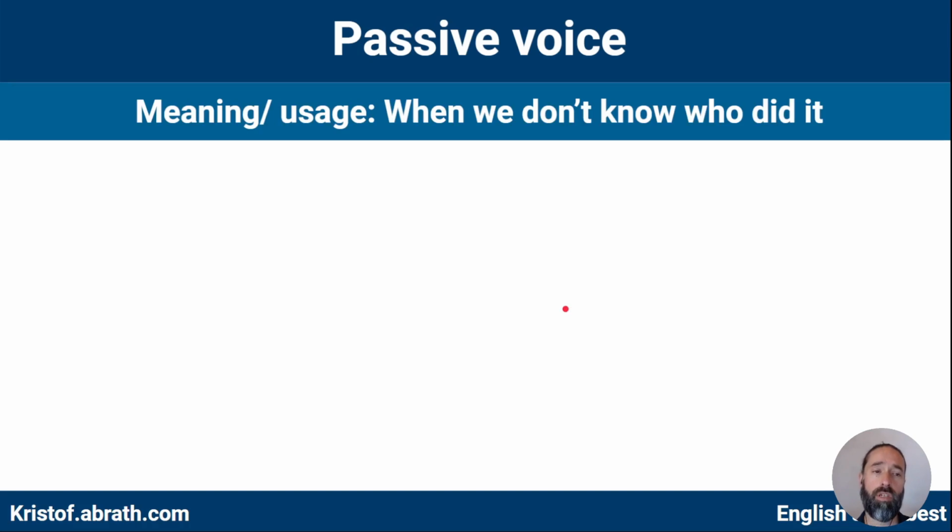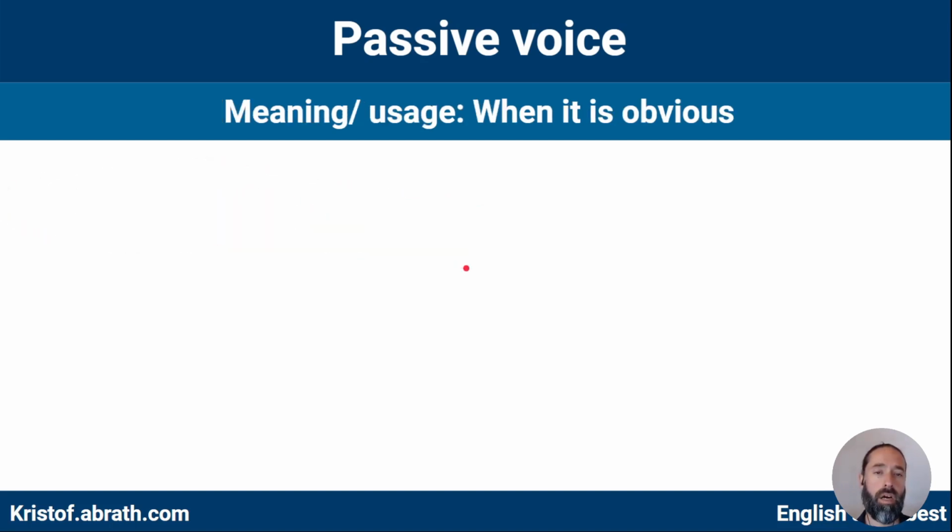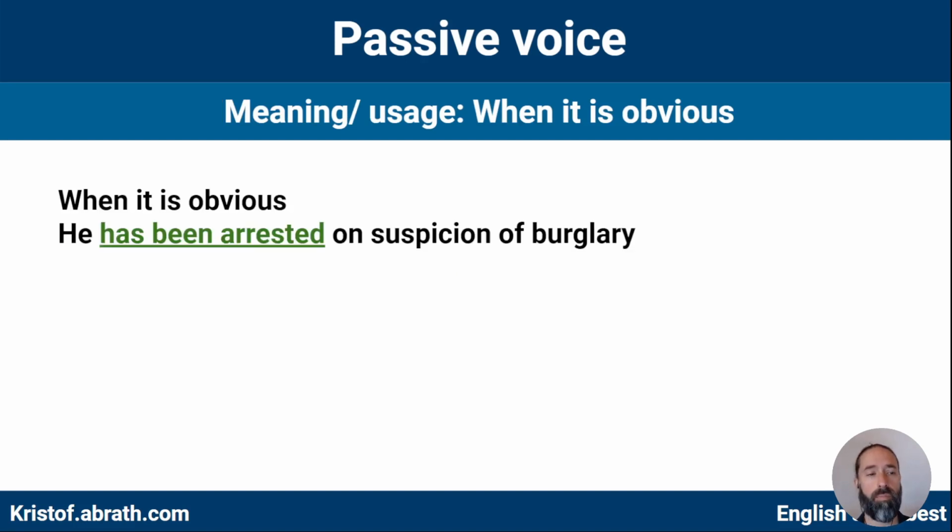So when do we use it? First of all, when we don't know who did it, that's one of the first reasons why we use the passive. My car was stolen. We don't know who stole my car, so we are using the passive here. When it's obvious as well is another reason why we're using the passive voice. For example, he has been arrested on suspicion of burglary. Who was doing the arresting? The police. That's very obvious. There's nobody else who can arrest anyone, so it's the police who did the arresting here.